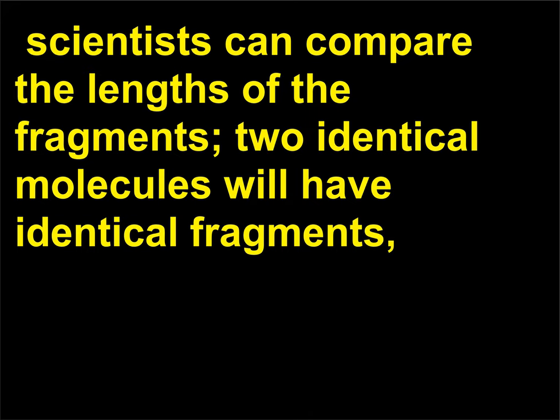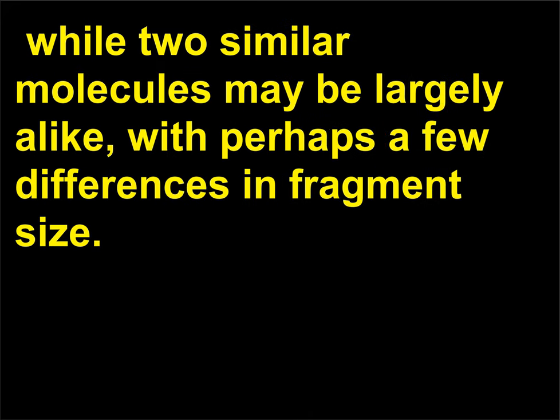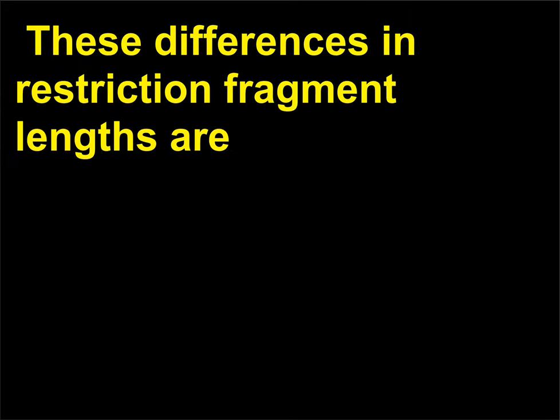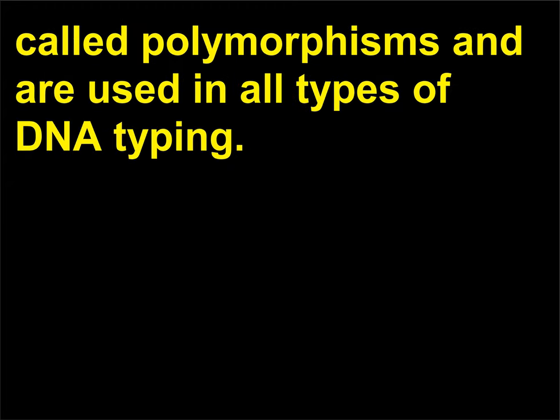Two identical molecules will have identical fragments, while two similar molecules may be largely alike, with perhaps a few differences in fragment size. These differences in restriction fragment lengths are called polymorphisms and are used in all types of DNA typing.